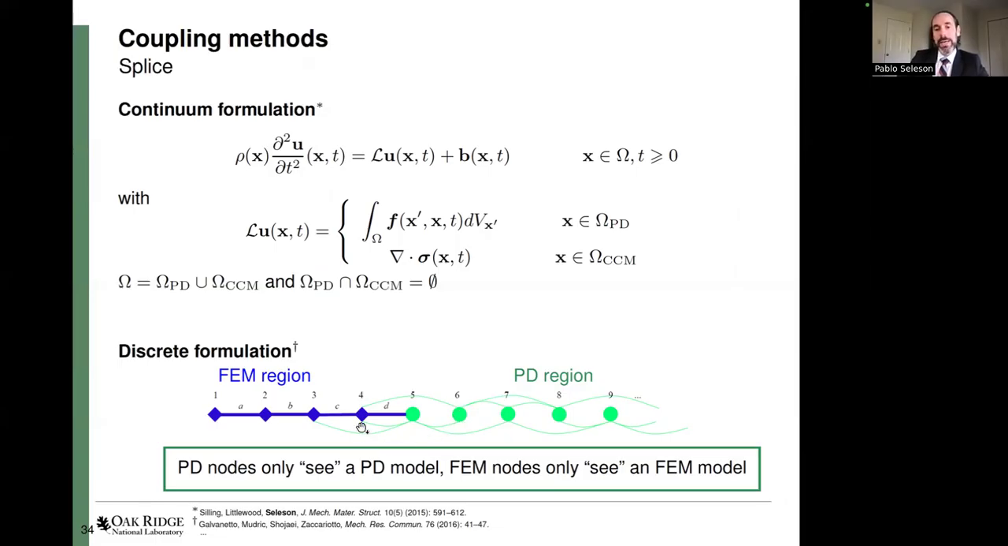And when I am a finite element node, I'm going to interact with my nearest neighbors through a finite element operator. Now, even though there is not really a transition region, we can still define a coupling zone wherever there is an interaction between peridynamic nodes and finite element nodes.